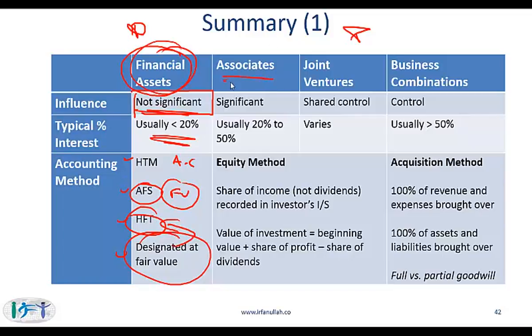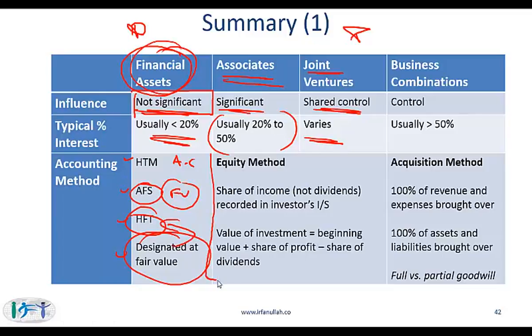Then we talked about investments in associates. This is where the investing company has a significant amount of influence over the investee, and that usually means a 20% to 50% ownership stake. With joint ventures, you have two or more venturers who have joint ownership or joint control of a particular entity. The stake of each venturer can vary. You can have two entities with a 50% stake, or one can have 30% and the other 70%. So the percentage of interest can vary.